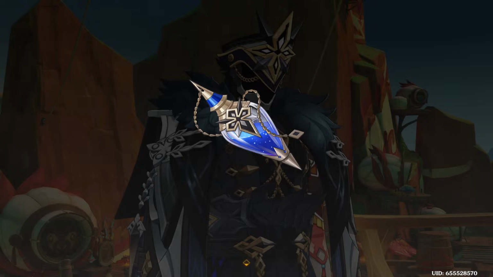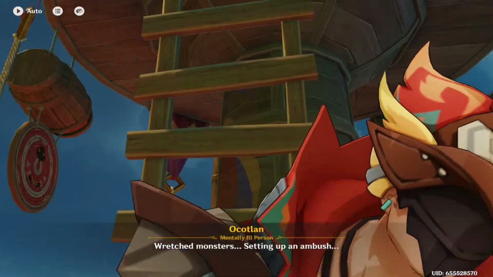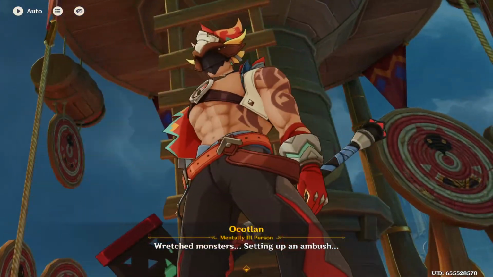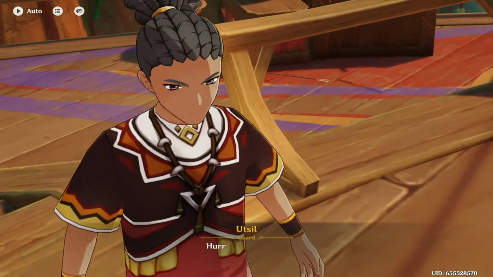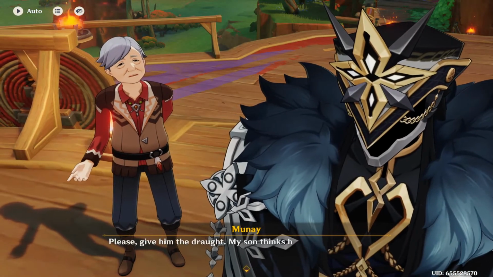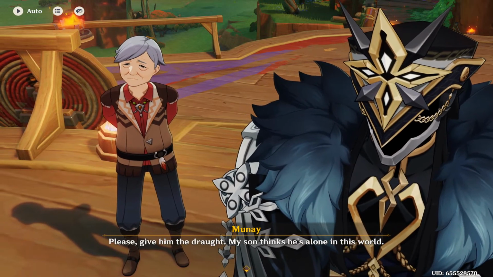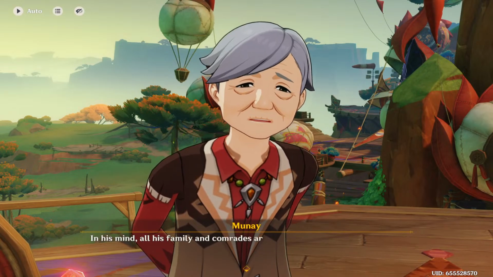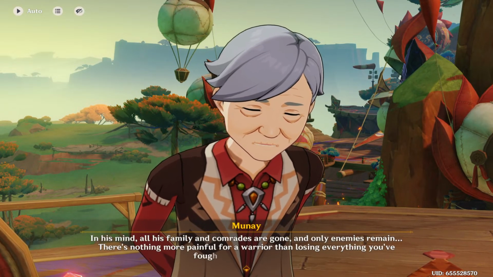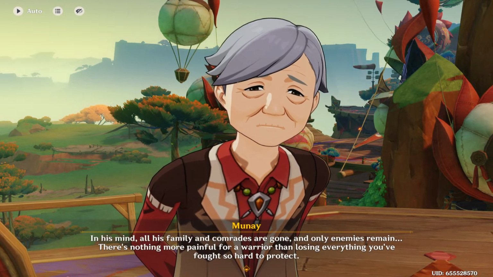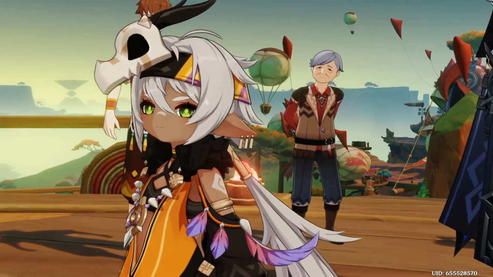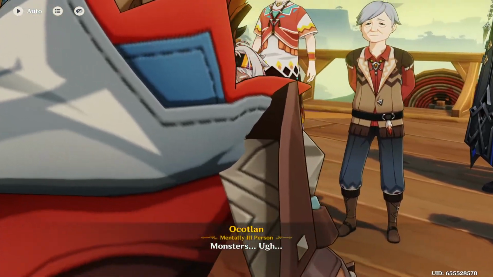Wretched monsters! Setting up an ambush. Give me your worst. It's either your end or mine! Hurry! He's awake! Please, give him the draft. My son thinks he's alone in this world. In his mind, all his family and comrades are gone, and only enemies remain. There's nothing more painful for a warrior than losing everything you fought so hard to protect. Monsters!